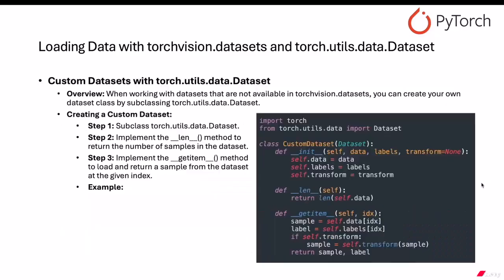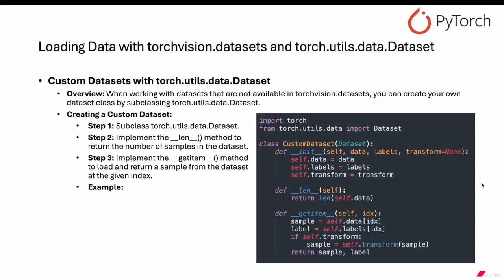Custom datasets with torch.utils.data.Dataset. When working with datasets that are not available in torchvision.datasets, you can create your own dataset class by subclassing torch.utils.data.Dataset. There are three steps to creating a custom dataset. Step 1 is subclass torch.utils.data.Dataset. Step 2 is implement the __len__ method to return the number of samples in the dataset. And step 3 is to implement the __getitem__ method to return a sample from the dataset at the given index.